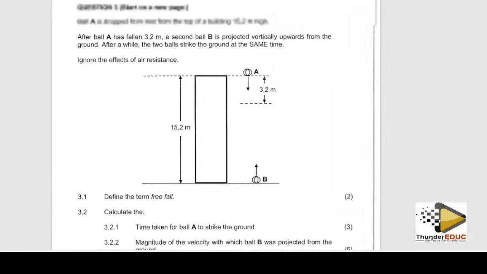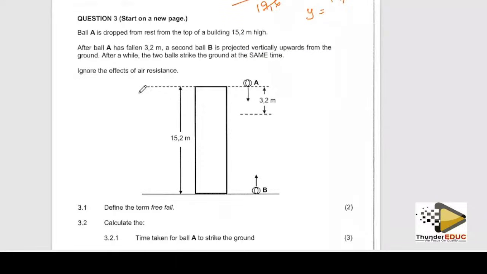Number three. We have a ball A that is dropped from rest. Okay, the keyword there is rest, and the height is 15.2 meters high. Then after ball A has fallen just a small distance of 3.2 meters, a second ball is projected upwards from the ground. And then after a while, the two balls strike the ground at the same time.